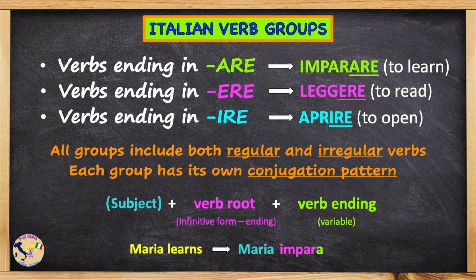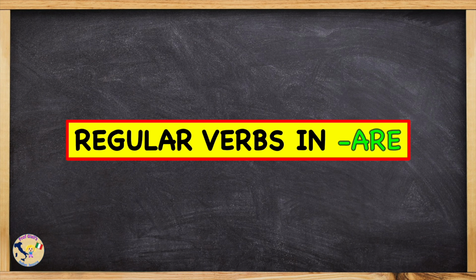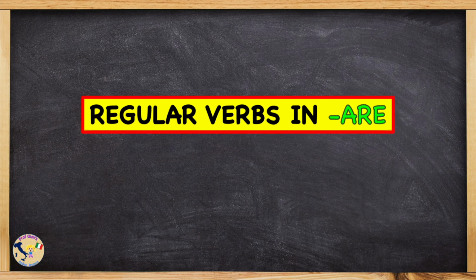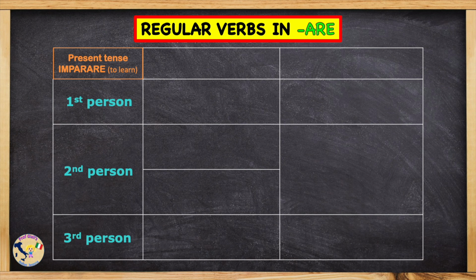Now that you know the basics of Italian verbs, let's learn how to conjugate the present indicative of regular verbs ending in -are. Here is the conjugation of the present indicative of regular verb imparare, to learn. We start with singular forms. Io imparo.